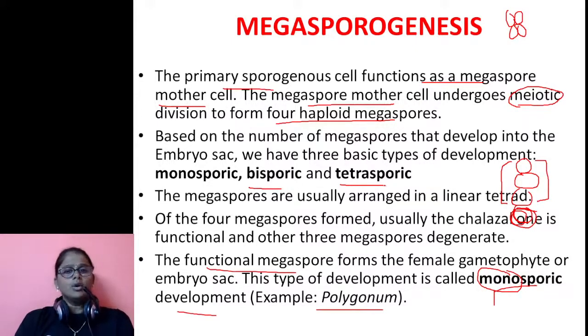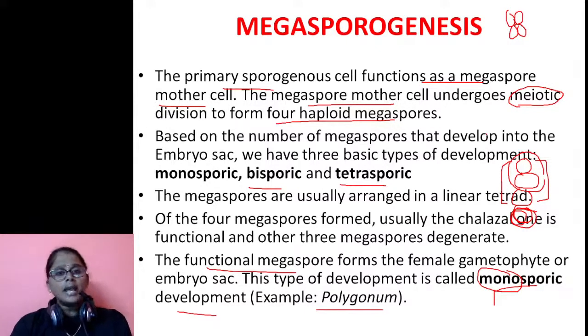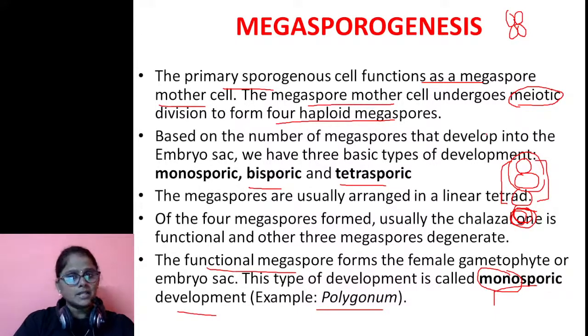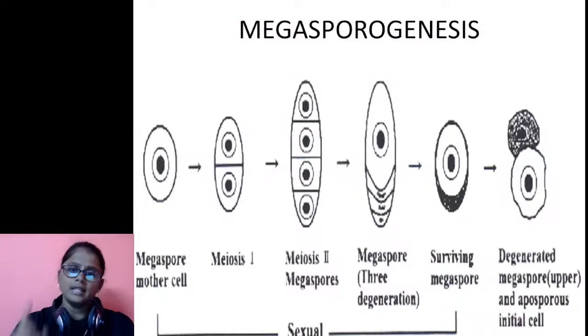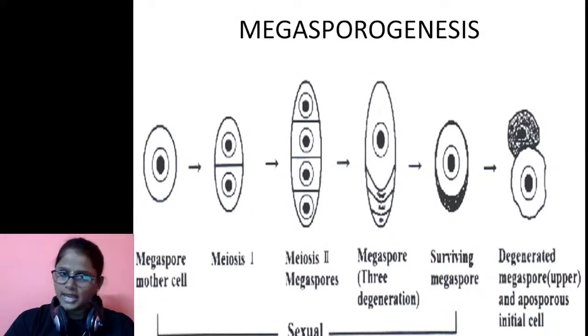சில மெகாஸ்போரோஜெனிசிஸ்ல 4 வந்து 2 மட்டும் ஃபங்க்ஷனலாக மாறும். சில டைம்ல 4மே ஃபங்க்ஷனலாக மாறும். இட்ஸ் டிபெண்ட் ஆன் த டைப் ஆஃப் ஓவியூல், ஓகே, அண்ட் டைப் ஆஃப் பிளான்ட். ஸோ usually 70 to 80% of the megasporogenesis leads to the formation of monosporic development. That is only one will be functional, other will not get disintegrated.